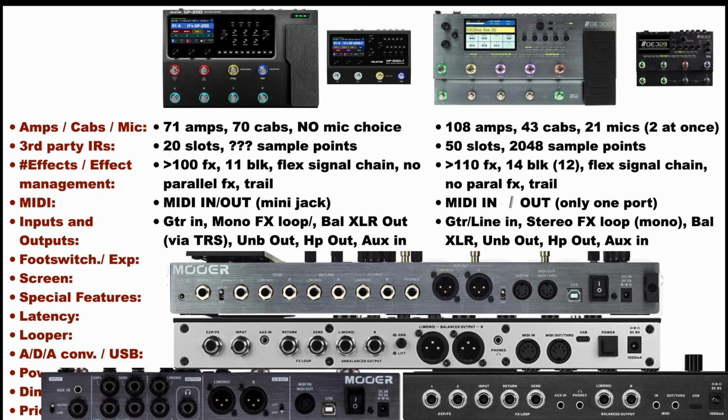As regards inputs and outputs, the Valeton has a guitar in, a mono effect loop, balanced XLR stereo output and unbalanced outputs, a headphone out and an aux in. The LT has balanced and unbalanced outs using the same socket via TRS jacks. The G300 has basically the same in and out of the Valeton with two exceptions that I would mention. The input can be either a guitar input or a line input, and the effect loop is stereo instead of being mono like in the Valeton. On the other hand, the G300 Lite has a mono effect loop like the Valeton. So the only unit that is offering a stereo effect loop is the regular G300.